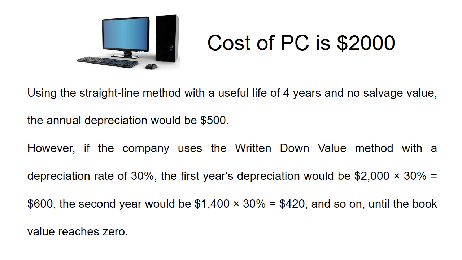However, if the company uses the written down value method with a depreciation rate of 30%, the first year's depreciation would be $2,000 multiplied by 30%, which is $600. The second year it would be $1,400 multiplied by 30%, which is $420, and so on until the book value reaches 0.